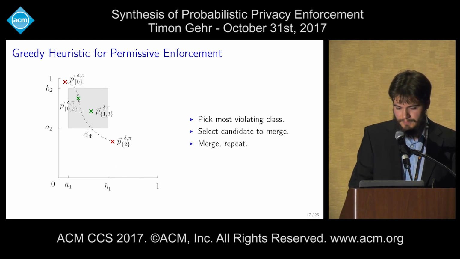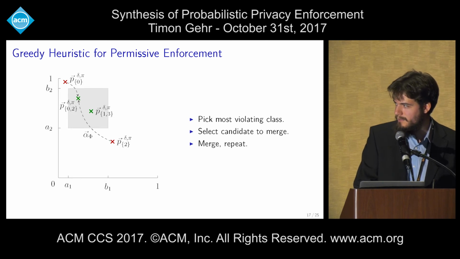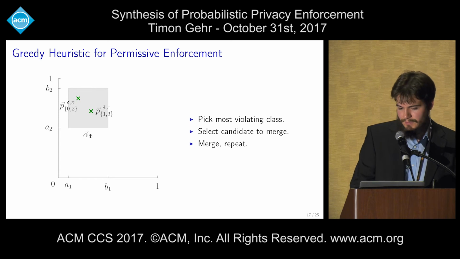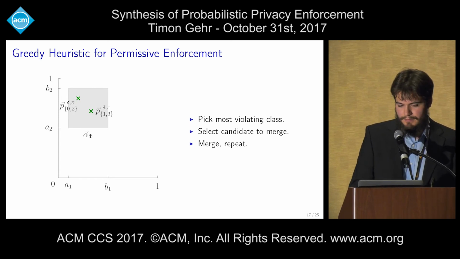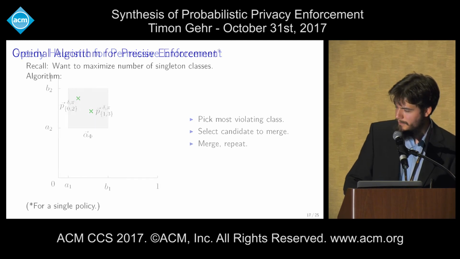So we will need to do something. How we do that for the greedy heuristic is we pick the most violating class, which is this one here. Then we merge it with some other candidates that bring it close to being non-violating. Violating just means it's outside the gray box. We merge those 2 classes into one, and then we repeat until we get something that enforces the policy correctly.